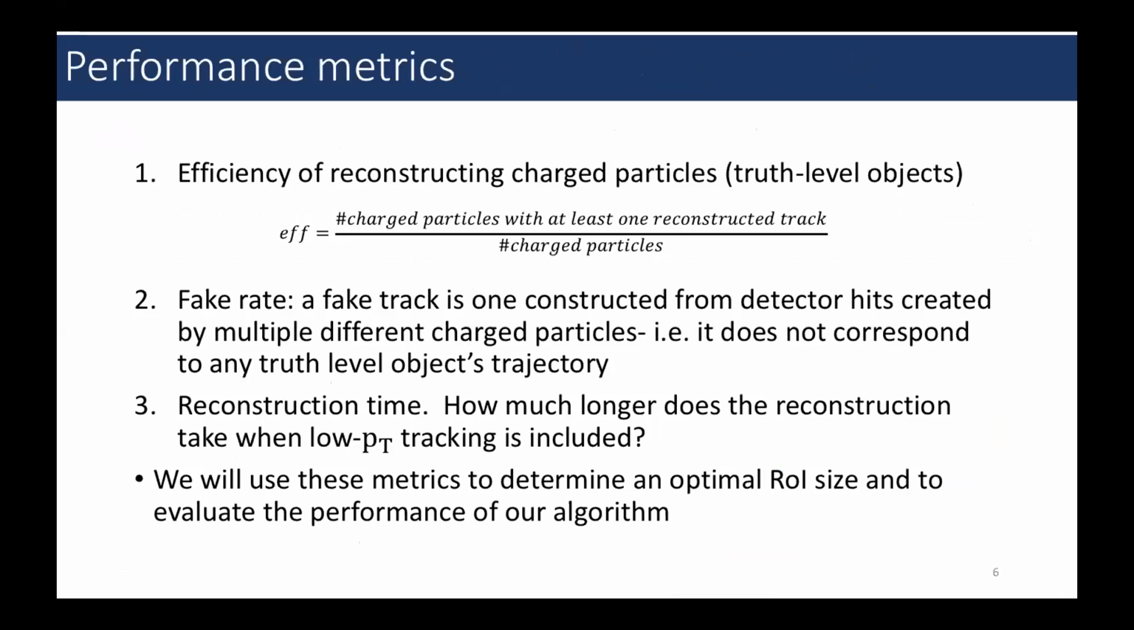The first, of course, is efficiency. This is just going to be the number of charged particles with at least one reconstructed track divided by the number of charged particles. The second thing will be the fake rate.